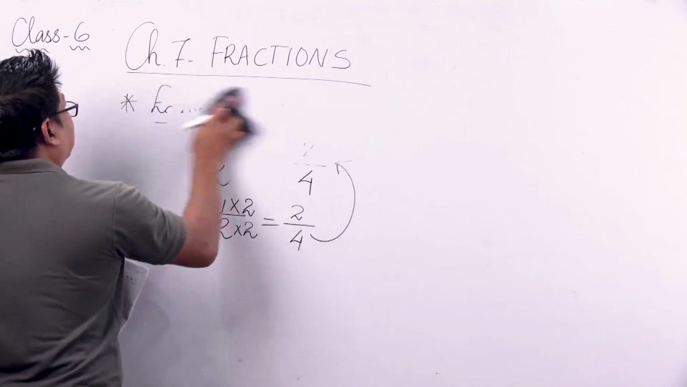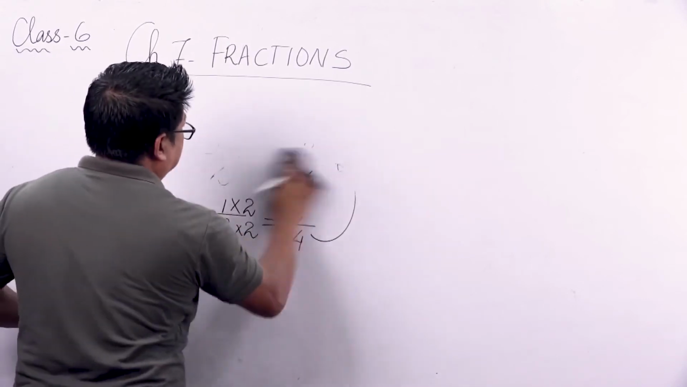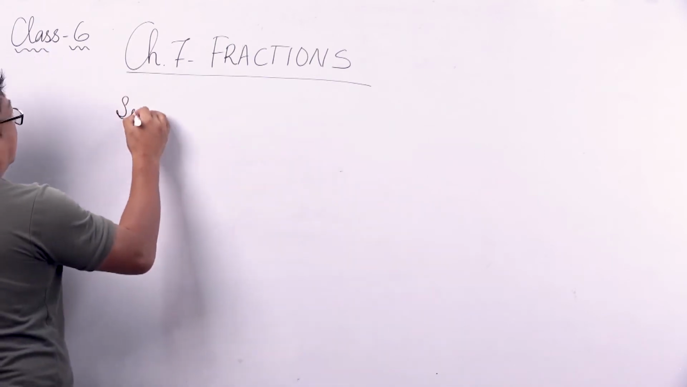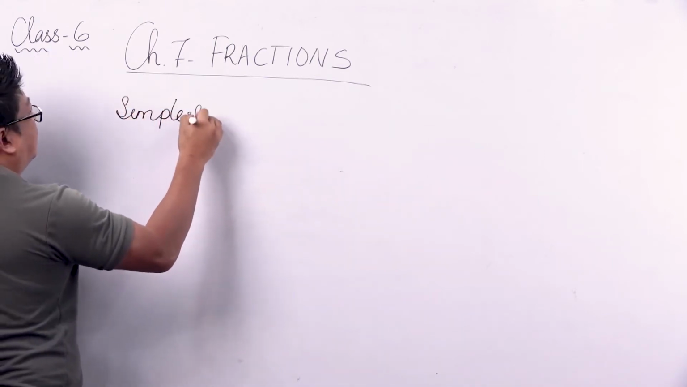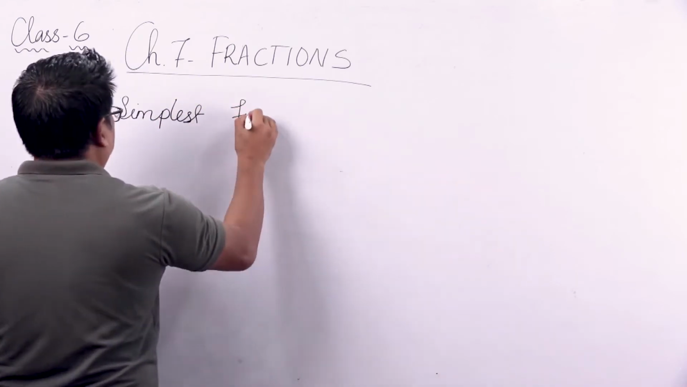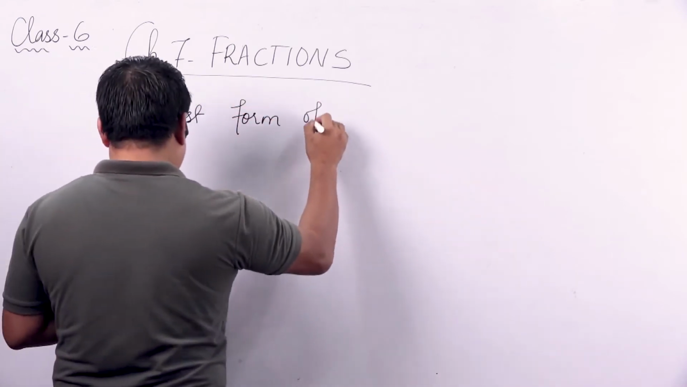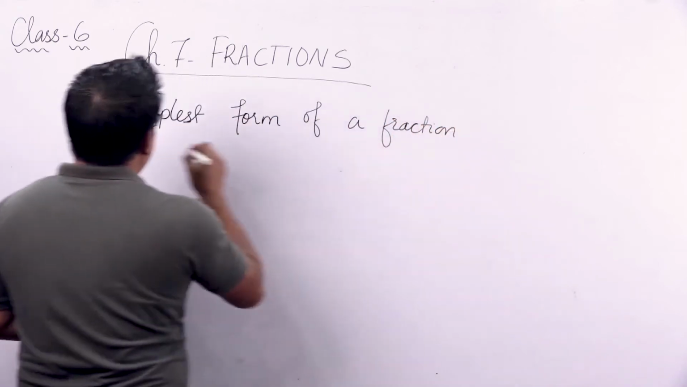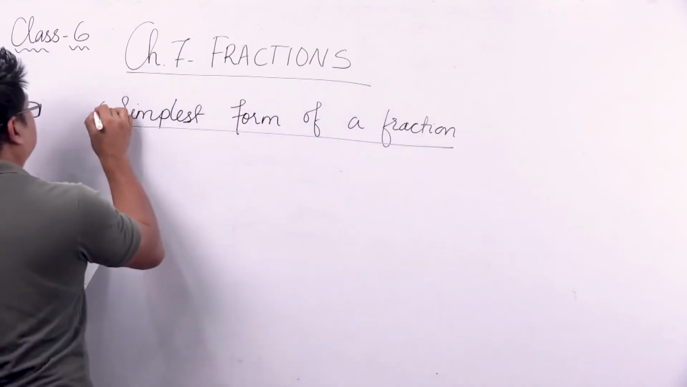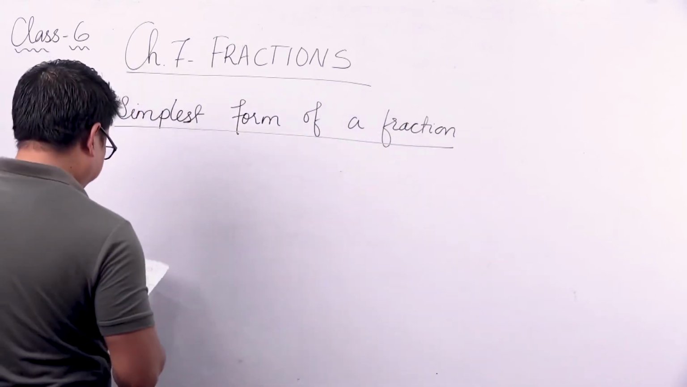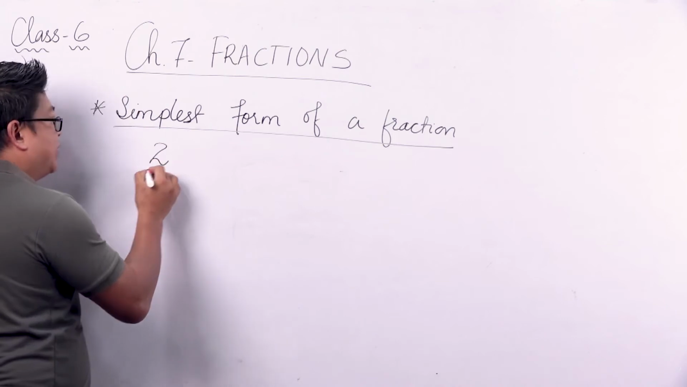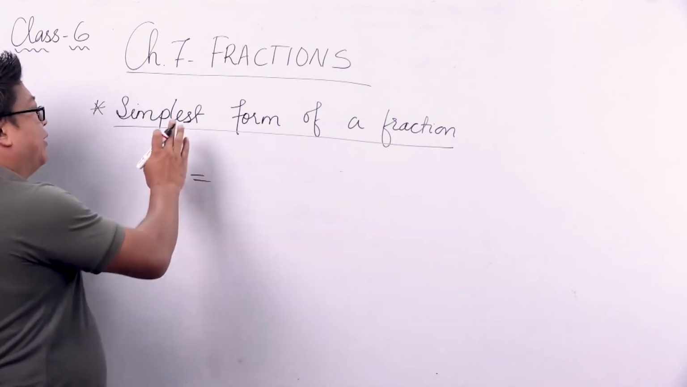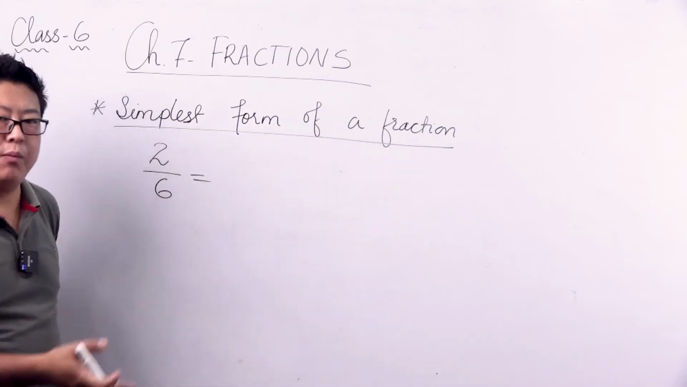Let's look at the next topic. Now, in the next topic, we will learn about the simplest form of a fraction. Simplest form of a fraction. For example, I have the fraction 2 by 6. And the question is, reduce the fraction to its simplest form.